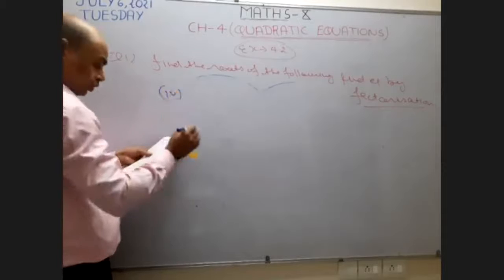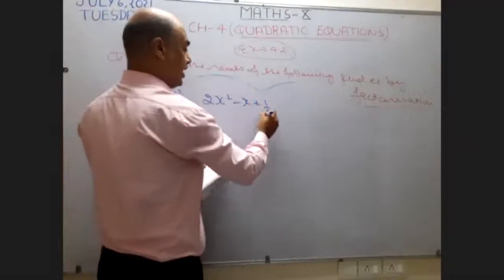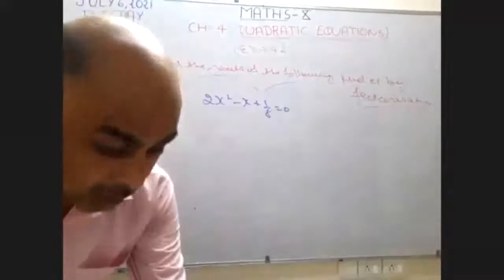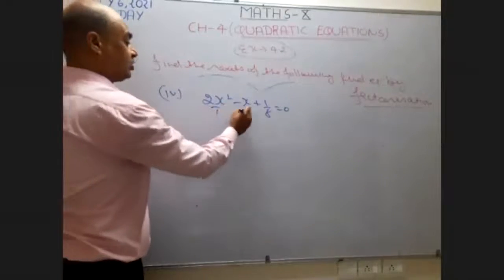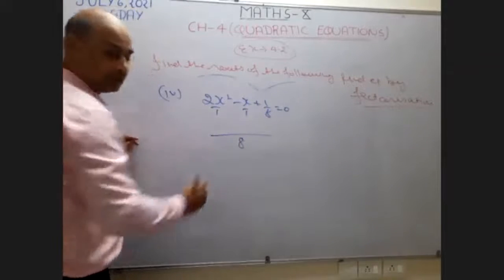I want to solve its fourth part, beta. See, what is given? 2x square minus x plus 1 by 8 equal to 0. So first of all, I'm going to take the LCM of the denominator. What is the LCM of the denominator? The LCM of the denominator is 8.